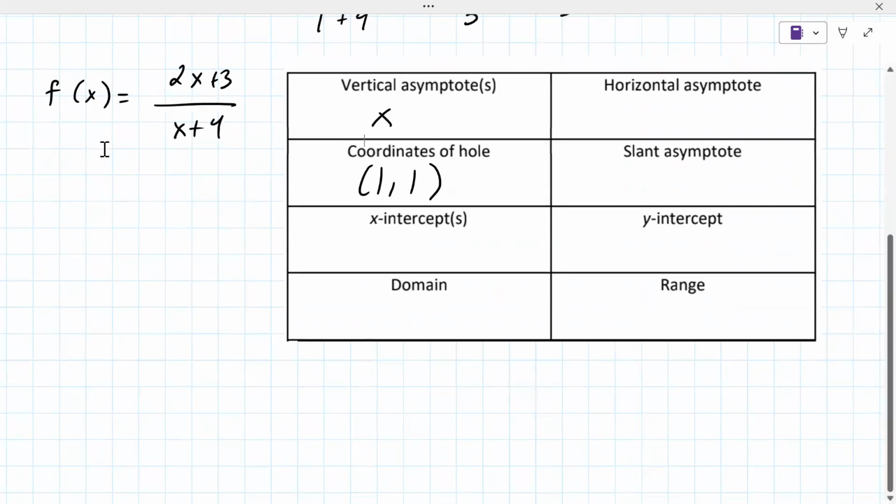For the vertical asymptote, just where the bottom equals 0. Yes, that'd be x equals -4. Good, x equals -4. And then how about the horizontal asymptote? Y equals 2.